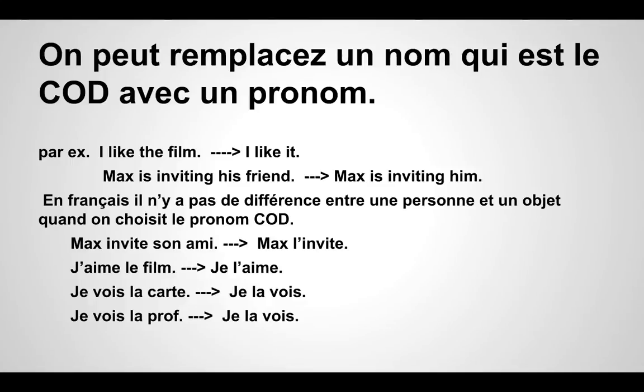So you can replace the noun that's a direct object with a pronoun, which I call a DOP, a direct object pronoun. In English, those would be me, you, them, it, him, her. Those would be the direct object pronouns in English. In French, we'll see what they are, but look at these examples. I like the film, I like it. It is replacing the film, a direct object. Max is inviting his friend. His friend is receiving the action of the inviting, so that is the direct object. You can replace that with a pronoun.